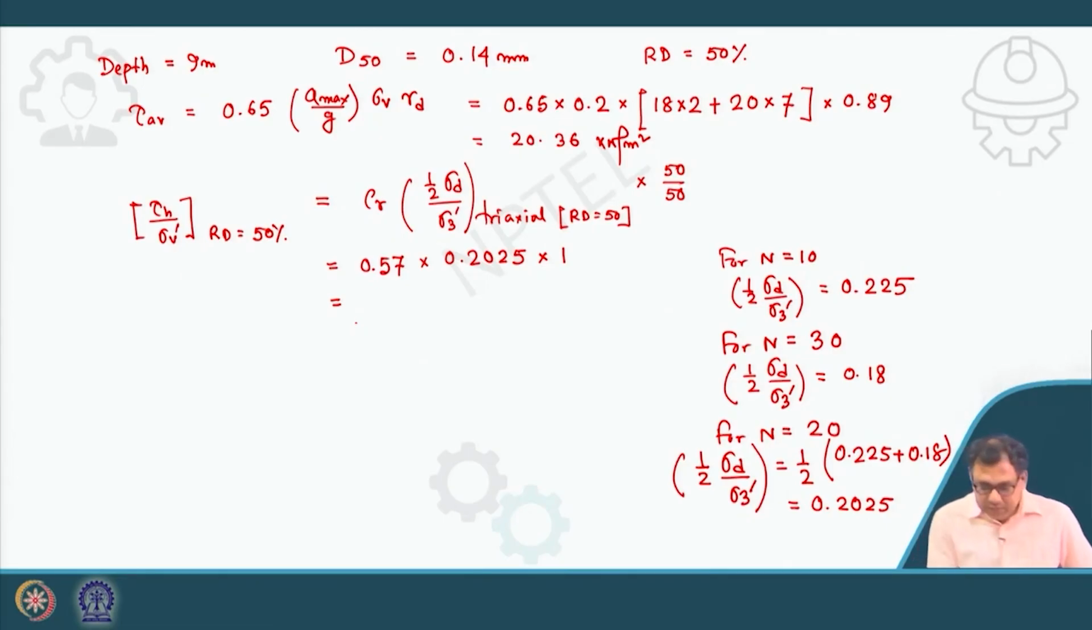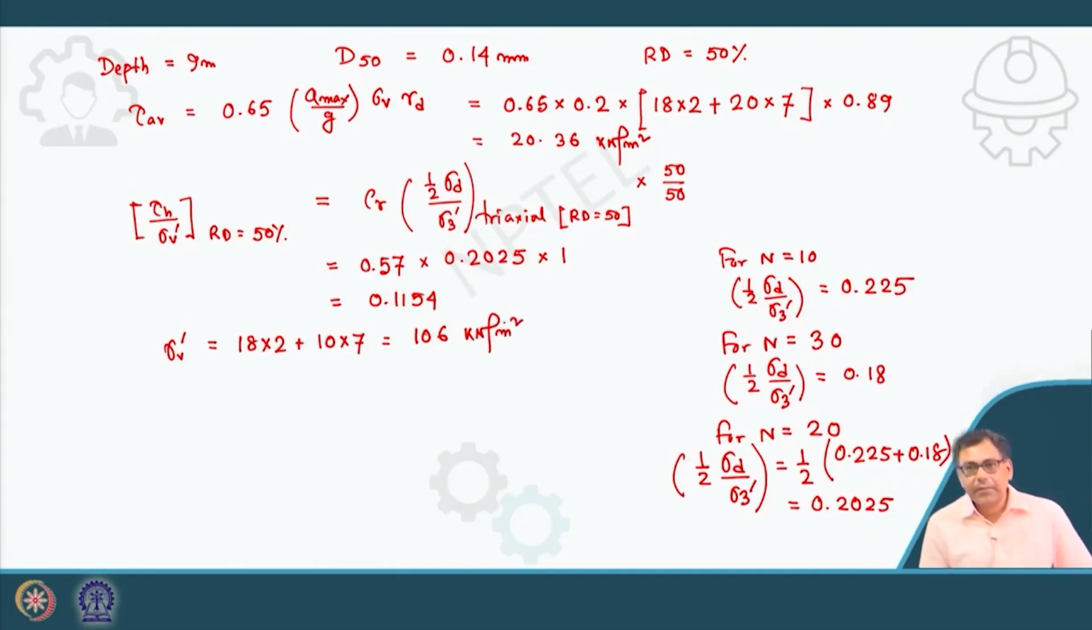Okay, so now we get this value as 0.1154. Now sigma V dash is equal to 18.2 plus 10 into 7. So this will be 106 kilonewton per meter square.